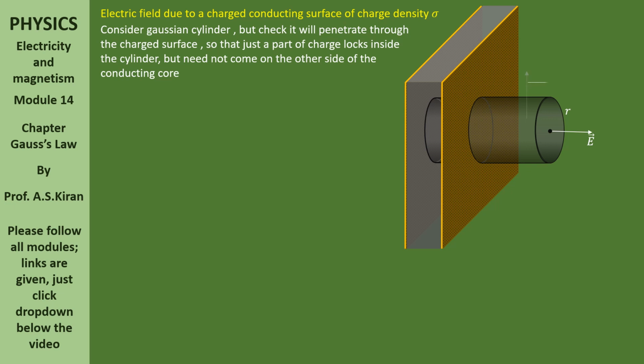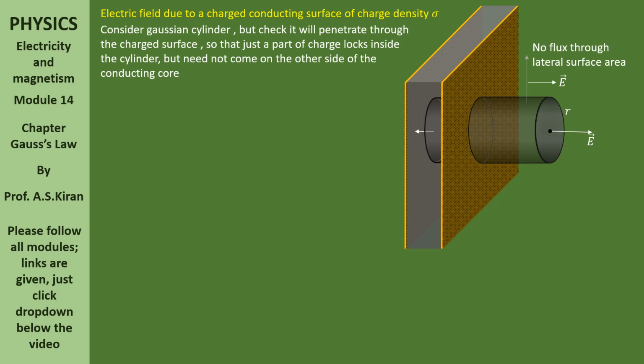Now, through the lateral surface area, there is no flux because the electric field is horizontal. With respect to that lateral surface area, the area vector and the electric field are perpendicular. In the application of Gauss law, cos 90 becomes 0. So no flux through the lateral surface area.